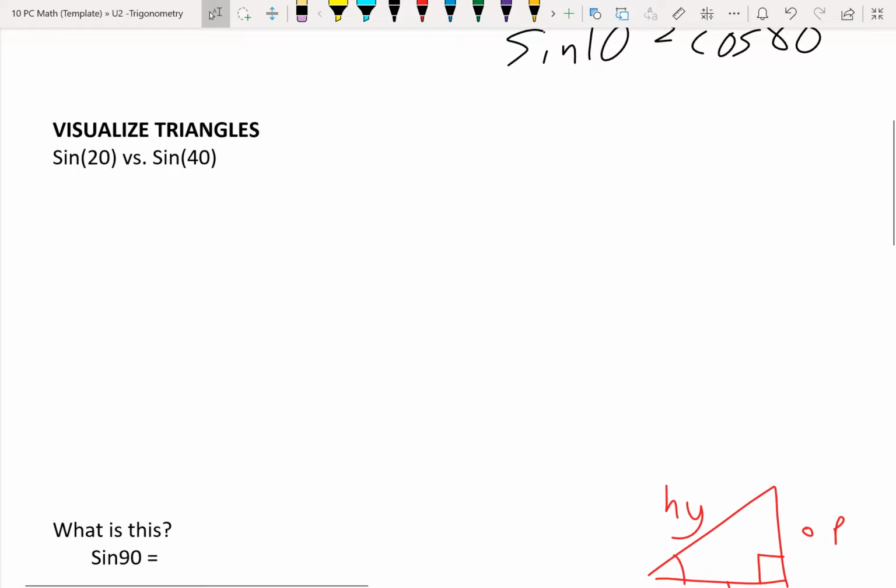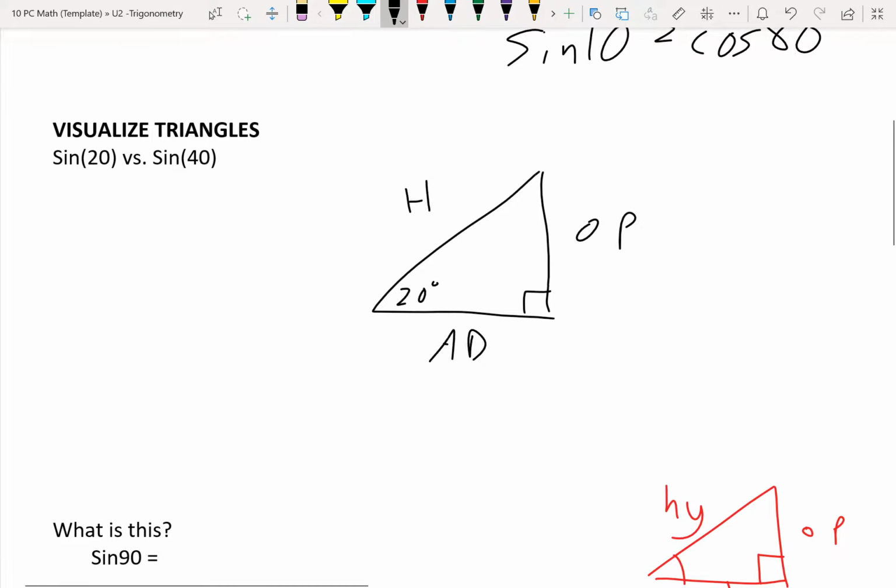The next one, trying to visualize triangles. This is going to be a really important skill, especially as you get into grade 11 and trying to understand the patterns that are happening. To visualize, I like to draw my triangles this way always, whatever the angle. So let's say 20 degrees. This is always the right angle, okay? This is the opposite, the adjacent, the hypotenuse. When we're comparing triangles like sine 20 and sine 40, you want to make the hypotenuse stay the same, but the opposite and the adjacent are actually going to change.